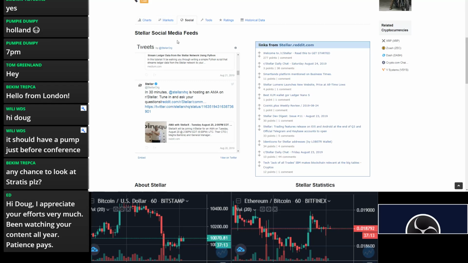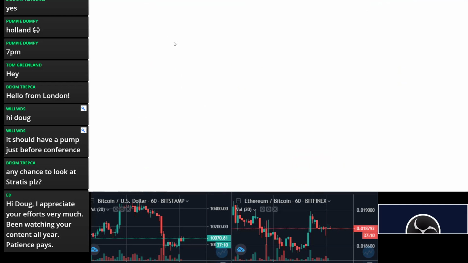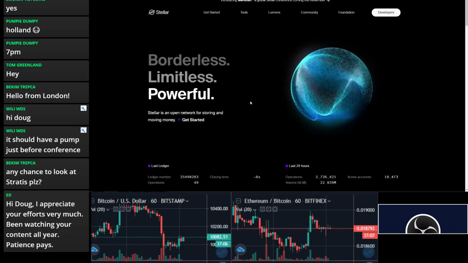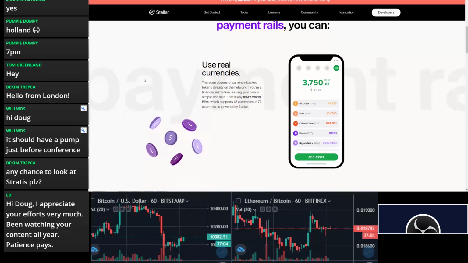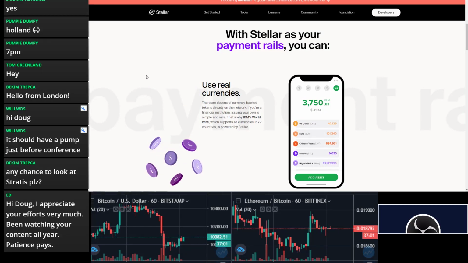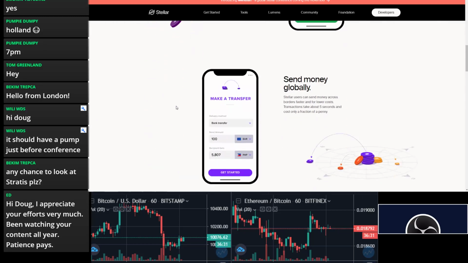Okay, let's go to their website. Nice graphic. With Stellar as your payment rails, you can use real currencies. So this again is something like Ripple. So it's a currency-backed token on a network. Issuing your own is simple and safe. To issue your own token. So IBM's WorldWire supports 47 currencies powered by Stellar.